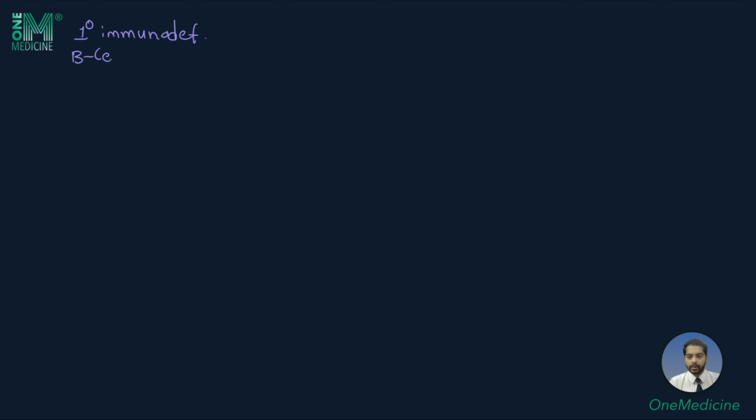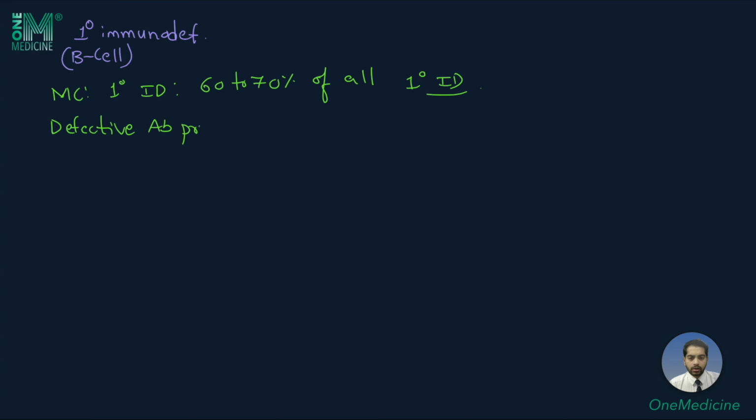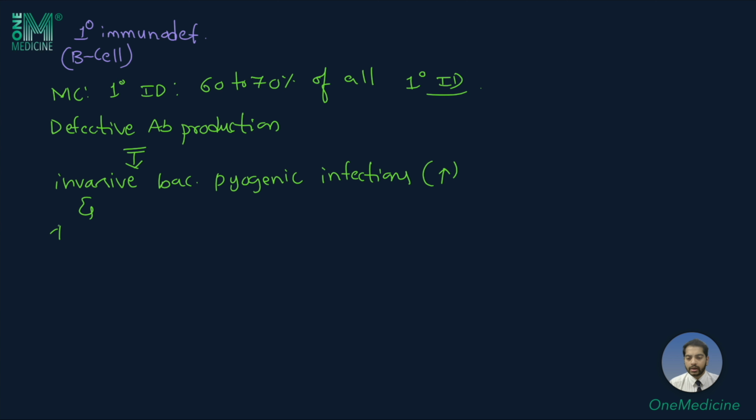Next, we will look at B cell diseases. These are the most common primary immunodeficiencies and they account for up to 60 to 70% of all primary immunodeficiencies cases. The defective antibody production increases the risk for invasive bacterial pyogenic infections and also increases the risk of sinus and pulmonary infections.